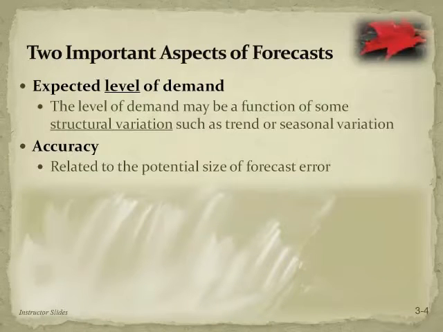So what we're interested in from an operations management view is what is the level of demand? Again, because we are going to be responsible for producing the product. The operations people are not creating the forecast, but whoever is creating the forecast, hopefully that forecast has some good accuracy. When we talk about the accuracy of the forecast, we're talking about the potential size of the error that is associated with that forecast.